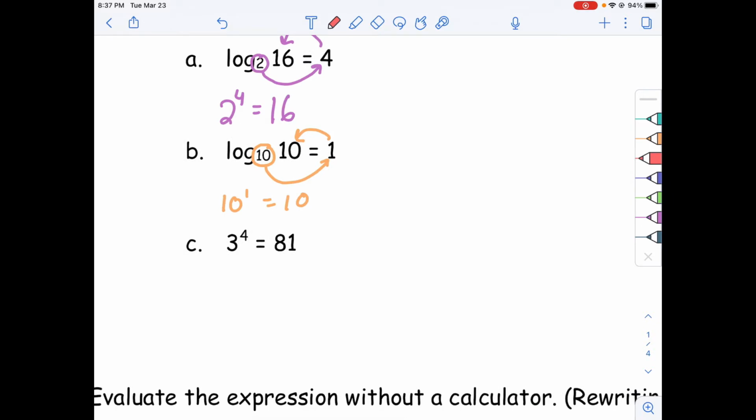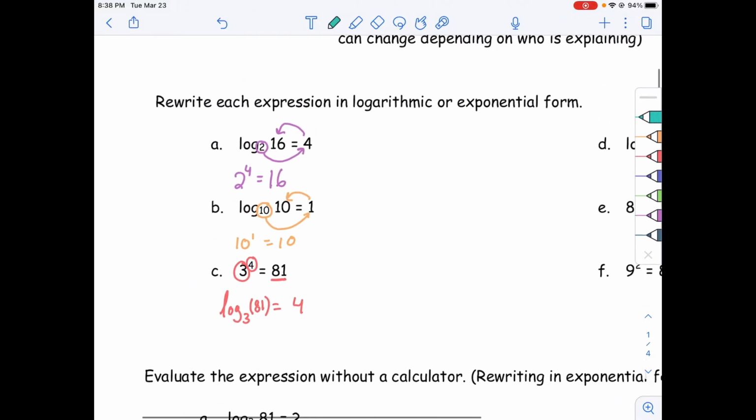For this one, letter C, we're going to go backwards. This is saying 3 to the 4th power is equal to 81. Well, if we have to go backwards, we have to remember the base stays the same. So it's going to be log base 3. And then the exponent went on the other side, so it's equal to 4. And then the inside of the exponent would be this 81 right here. And I always put it inside parentheses just to be safe. So log base 3 of 81 is equal to 4.